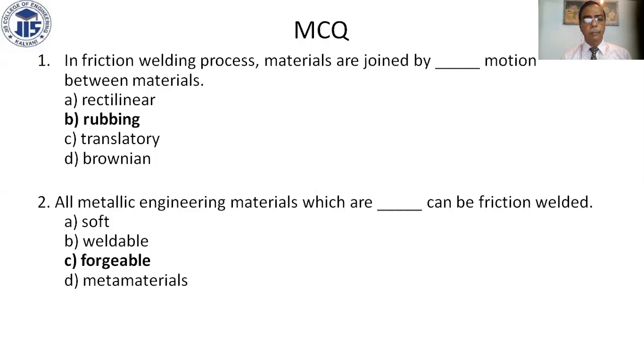Now, all metallic engineering materials which are blank can be friction welded. A is soft material, B is weldable material, C is forgeable material, D is metamaterial. So in this case, forgeable material can be joined by friction welding. So this is the end of the class.